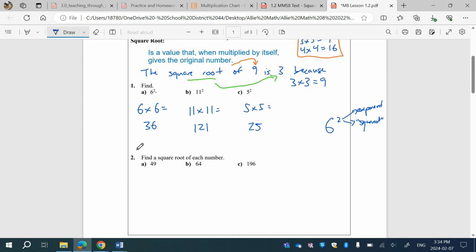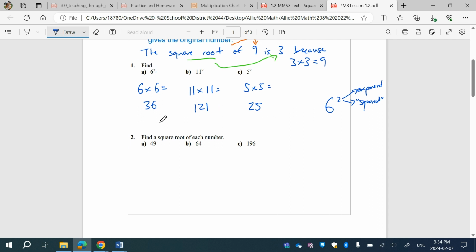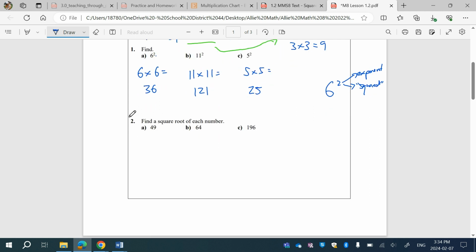Okay. So now we've squared these numbers. And now we're going to do the inverse operation, or the opposite operation, and find the square root of each number. So we're looking for a number that when multiplied by itself is going to equal 49. So we're looking for question mark times question mark, the same question mark, equals 49.